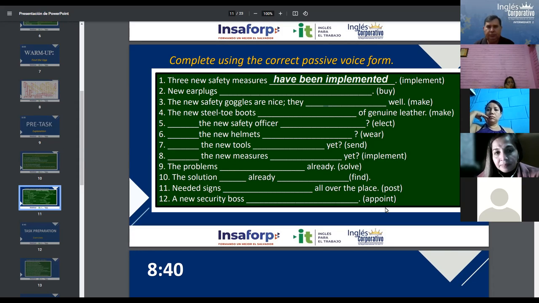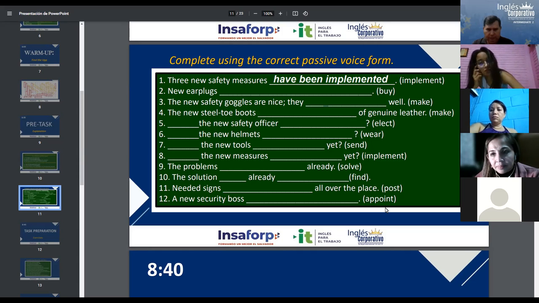Well, we can continue with Lupita. Number five. Has the new safety officer been elected? It's a question. Okay, and the next one.